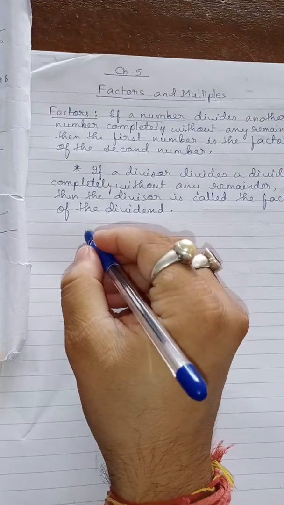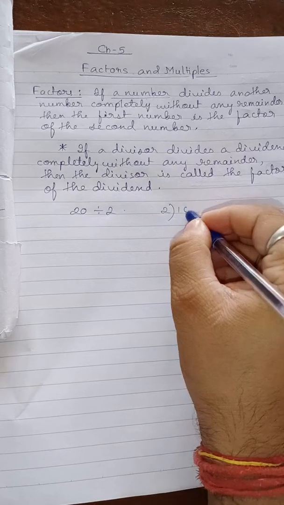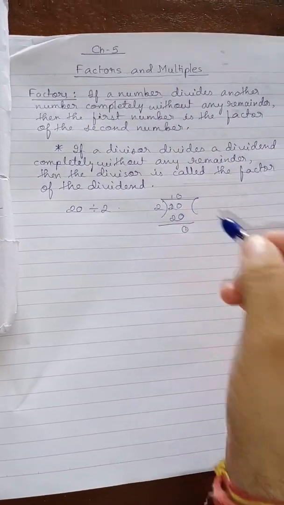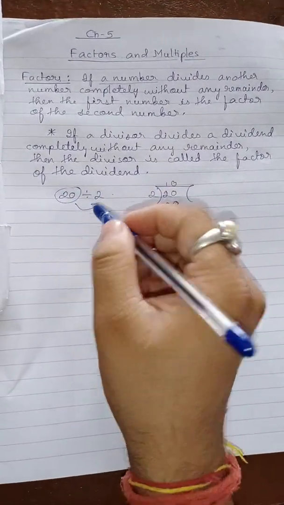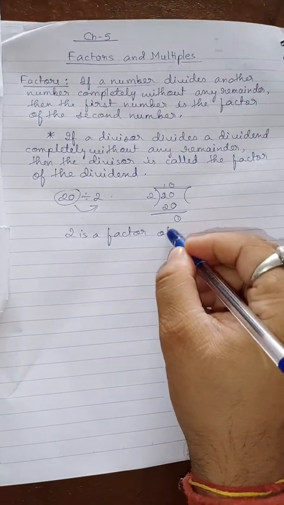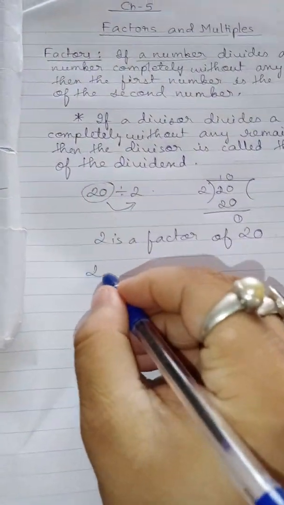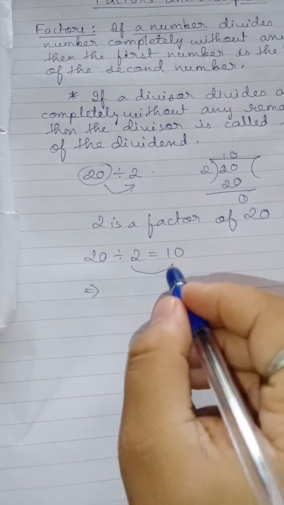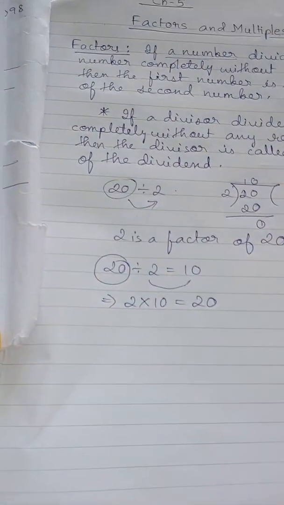Say for example, if I take 20 and if I divide it by 2, obviously when I divide them, I'll get 2 tens are 20 and there will be no remainder. So that means here the dividend 20 is exactly divisible by 2. So 2 is a factor of 20. When I say that 20 divided by 2 is equal to 10, what do I mean by this? That 2 into 10 is equal to the given number 20.